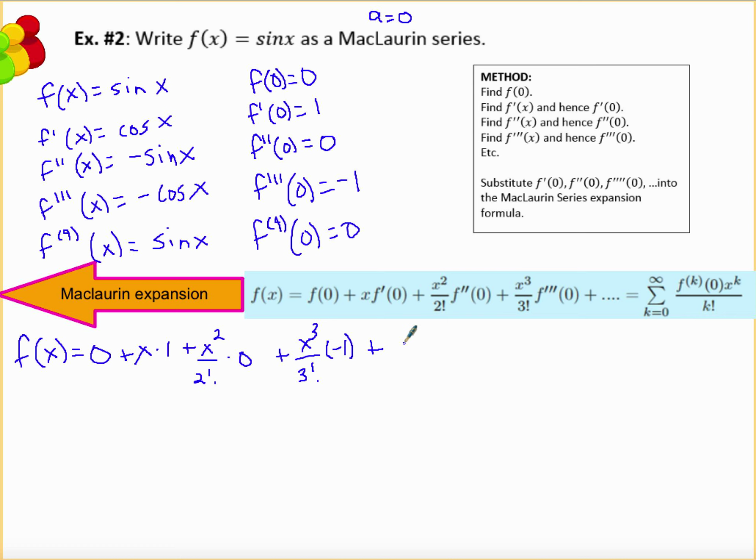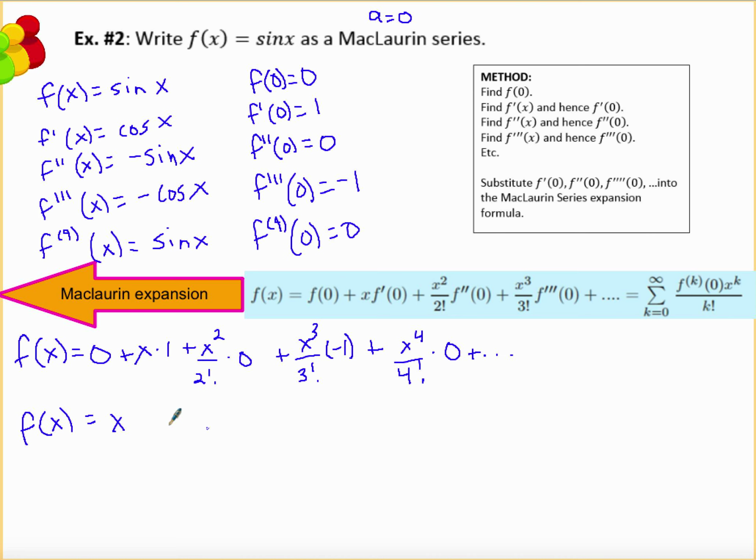plus, we could keep going, x to the 4th power divided by 4 factorial times our 4th derivative at 0. And this will go on and on and on. So we can simplify that. I got f of x is equal to, well, we don't need to write 0 down, that's 0. 1 times x is x. X squared divided by 2 factorial times 0 is 0. I don't need to write that down.